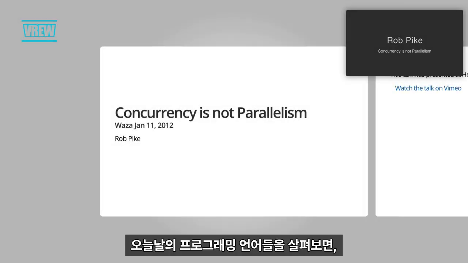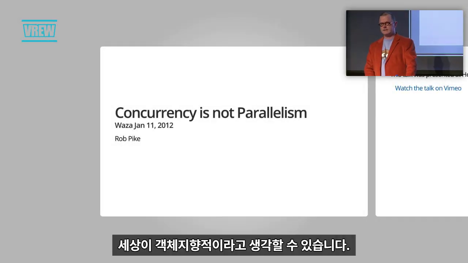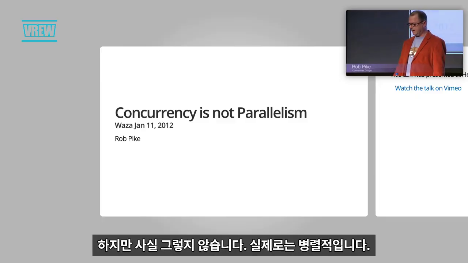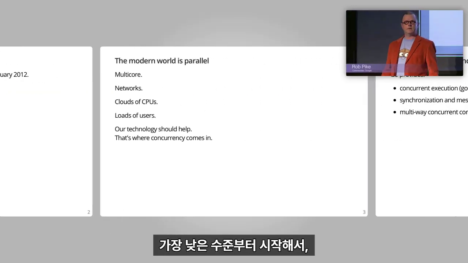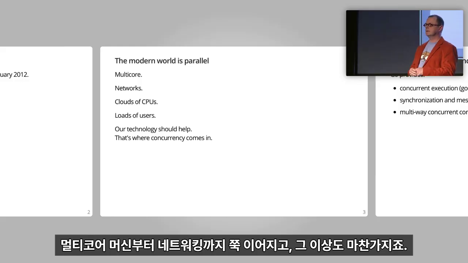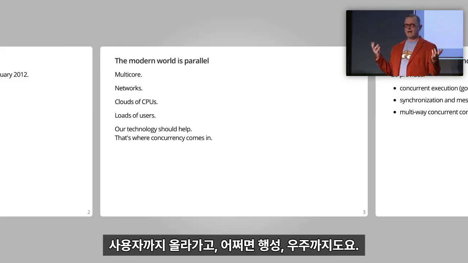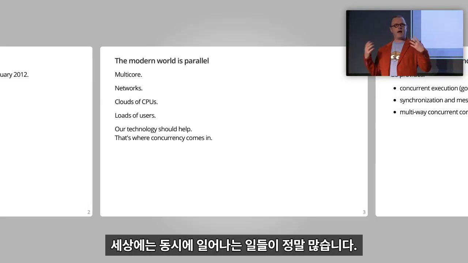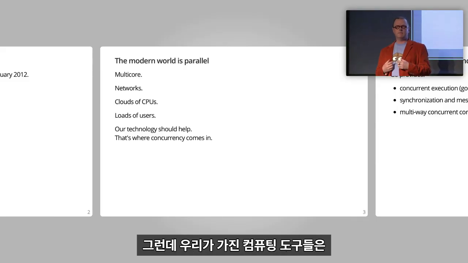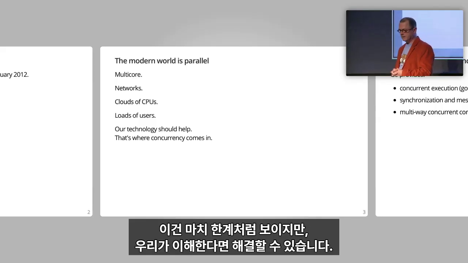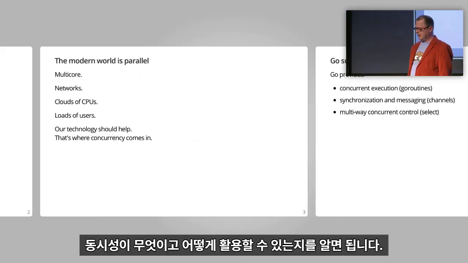If you looked at the programming languages of today, you'd probably get the idea that the world is object-oriented. But it's not. It's actually parallel. You've got everything from the lowest level, like multi-core machines, up through networking and so on, all the way up to users, planets, the universe. There are all these things happening simultaneously in the world, and yet the computing tools that we have are really not very good at expressing that kind of worldview. That seems like a failing. But we can fix that if we understand what concurrency is and how to use it.